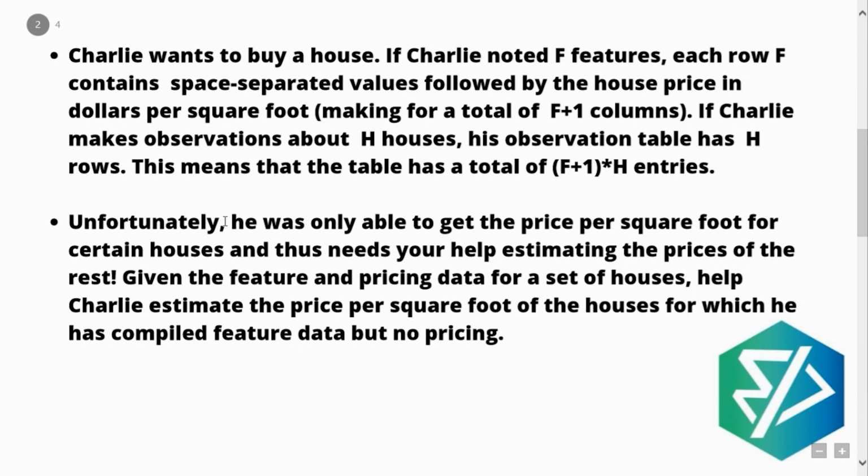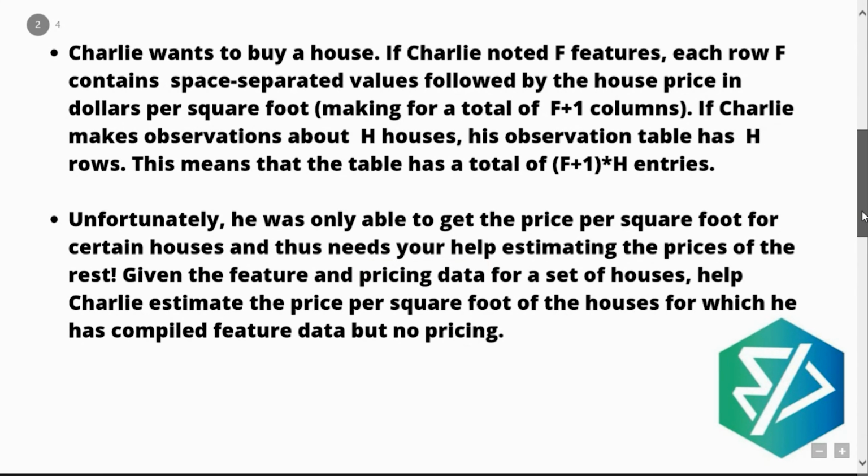So next, once he has the observation data, he was only able to get the price per square foot for certain houses. Okay, so he only found the prices for certain houses and not for the rest of the houses. So for the rest of the houses, he has only got the features and not the price. So for those houses, we need to predict the price based on the given features. So we need to help Charlie to predict the pricing data for the remaining houses for which he was not able to get the prices. So this was the question.